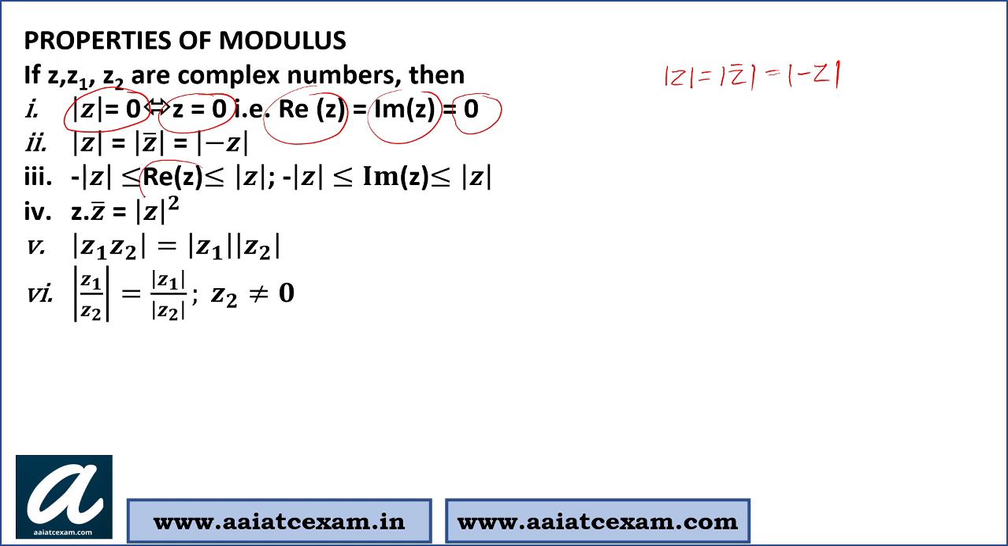Then real part of z always lies between minus mod z and mod z. Same goes for imaginary part, it always lies between minus mod z and mod z. Again, a very important property, that is whenever you multiply a number by its complex conjugate, it will be equal to modulus of z square.